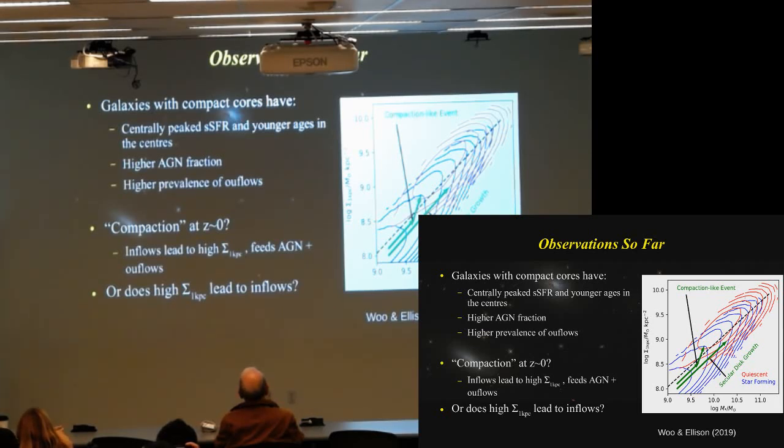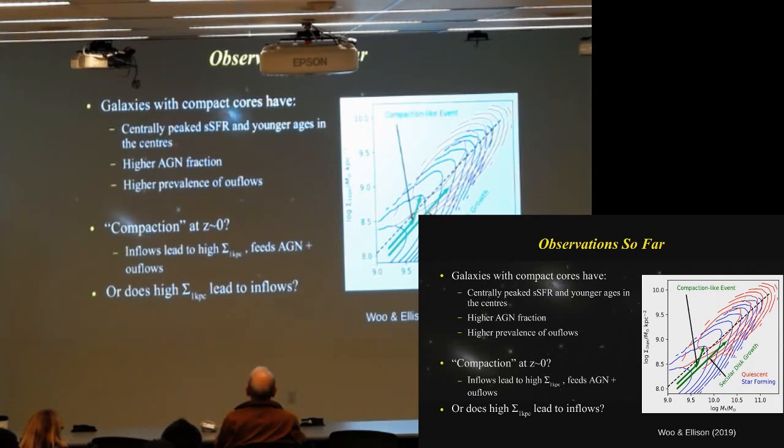Okay, so I have been interpreting this up till now as compaction at redshift 0. So inflows lead to high sigma 1, feeds the AGN, drives the outflows, and perhaps even eventually quenches the galaxy, even though I haven't talked about quenching here. But there's also other possibilities.